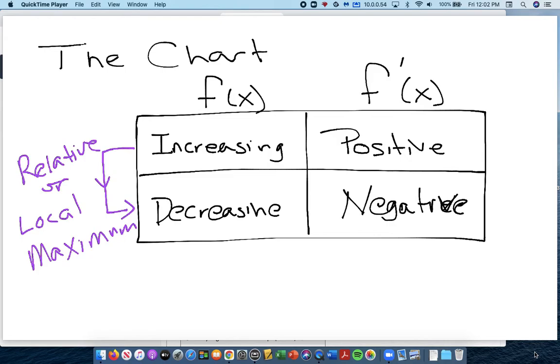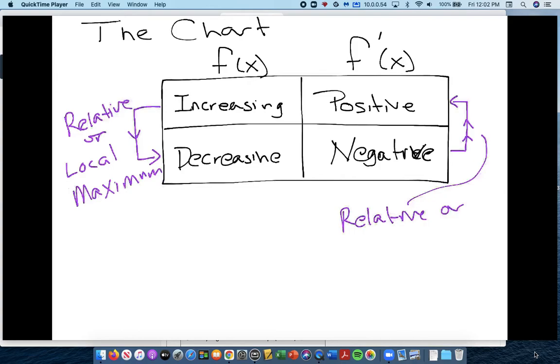If you go from the bottom line to the top line, so you go this way, this is where you're going to have a relative or local minimum. Okay, so that's where you're going to have a relative or local minimum. Now, let me show you a couple of examples, and we'll talk about this. I want you to have this chart next to you when you do this. So pause it and get this chart next to you so we can talk through this.